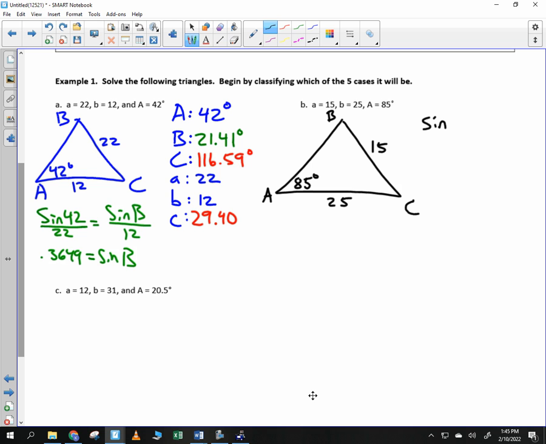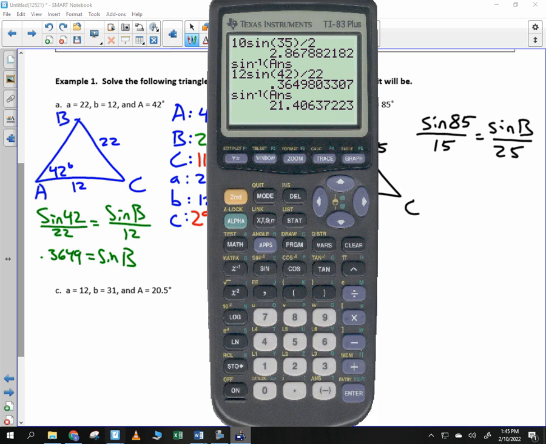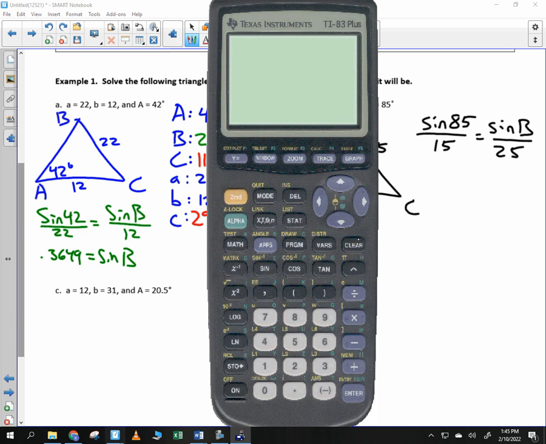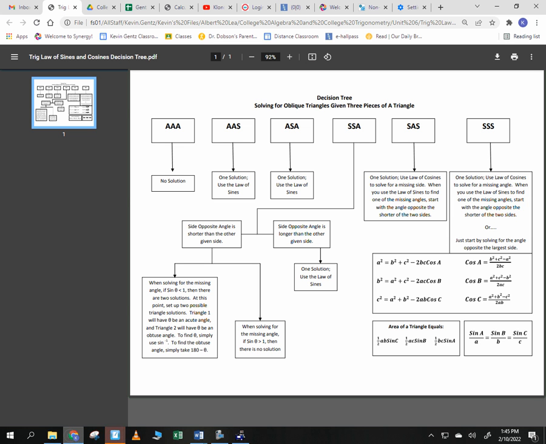Sine of what over what? So I'll multiply both sides by 25. 25 times the sine of 85 divided by 15. And I get 1.66. Can sine be a value of 1.66? No. Notice what the decision tree says.